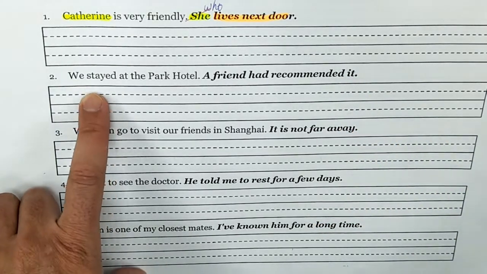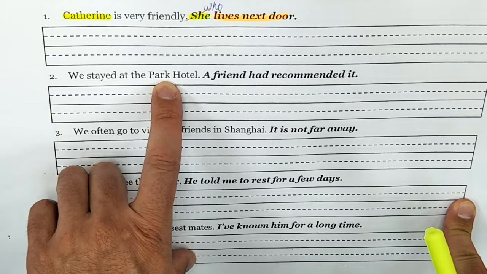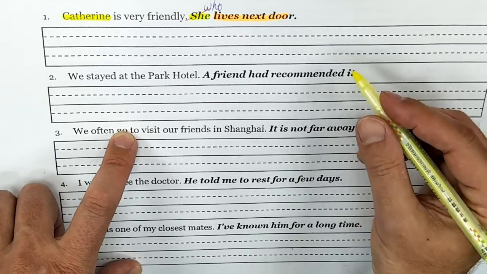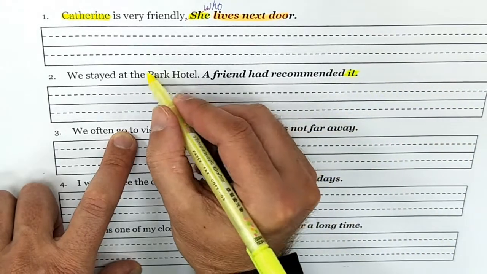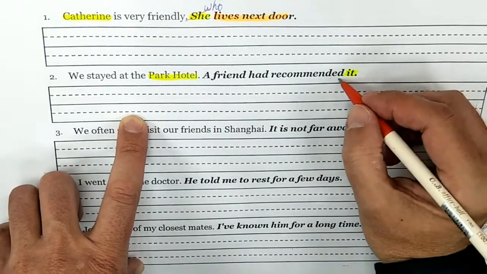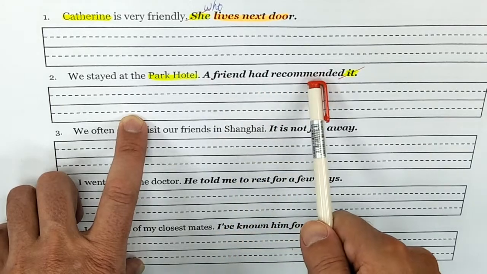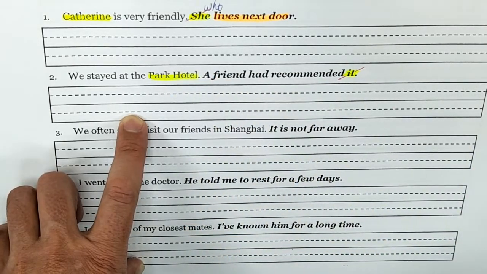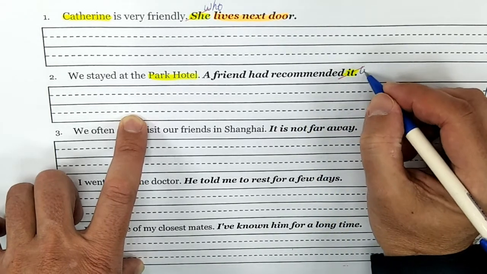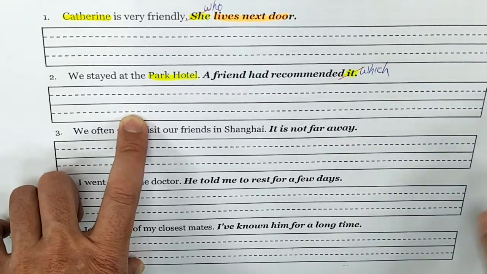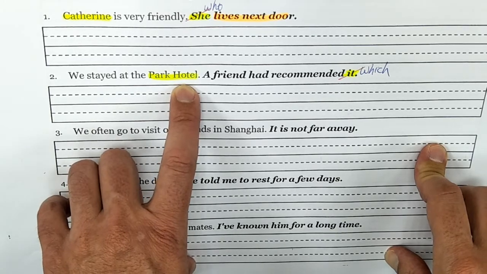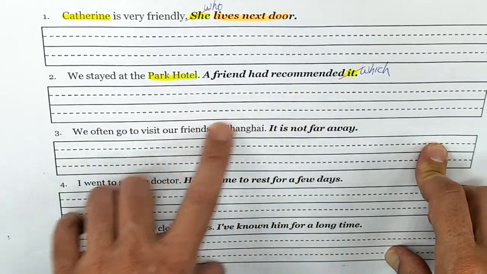Number 2, we stayed at the Park Hotel. A friend had recommended it. So here we have it here. Well, what's the it? Well, that's the Park Hotel. All right. So this it is out because we're going to use a friend had recommended to describe the Park Hotel. And this is a it. So I think I'm going to use which. So the new sentence will read, we stayed at the Park Hotel, which a friend had recommended.